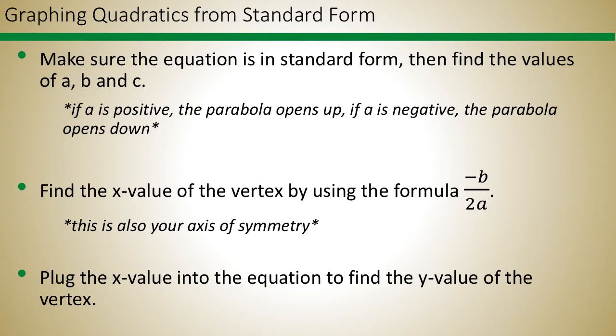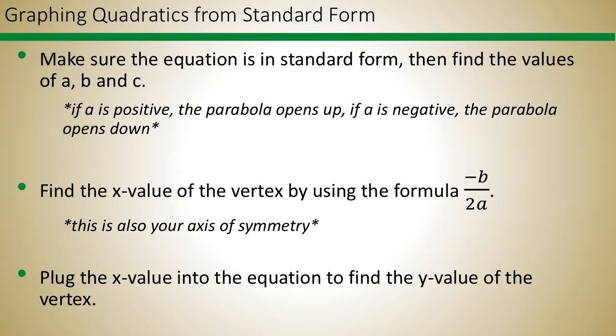So when we're dealing with equations in standard form, we're going to make sure that it is actually written in standard form. So we want x squared to be first, x to be second, and then our constant to be last. And we're going to find what a, b, and c are, just like we did when we did the quadratic formula. And just remember, if a is positive, that means we're going to be going up. Both sides are going to be opening up. If it's negative, it's going to be pointing down because it has been reflected.